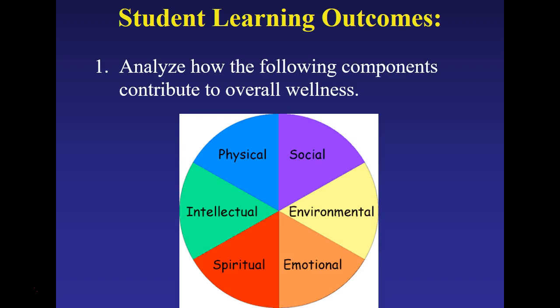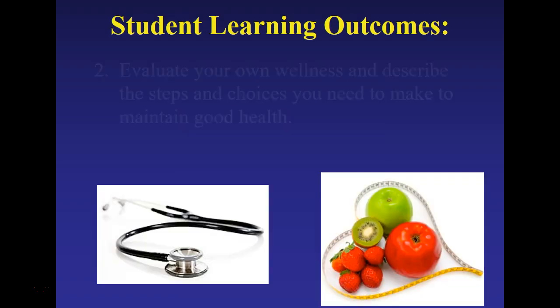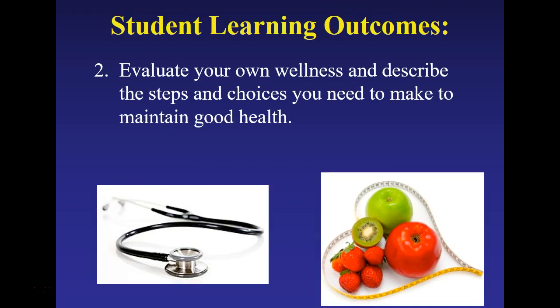All right. So we're going to be analyzing how the following components contribute to overall wellness. And wellness is different than health. It's like saying weather and climate. They're two different things. We are going to evaluate our own wellnesses and describe steps and choices to make and maintain good health. So there may be things you never even knew that you were doing or you had in your life, and different ways that you can access resources to help you make better choices. There's also better ways to make healthy choices than you may know about. For example, it's really hard for a lot of people to quit smoking cold turkey. It's a lot more effective if you do it in small steps, etc.